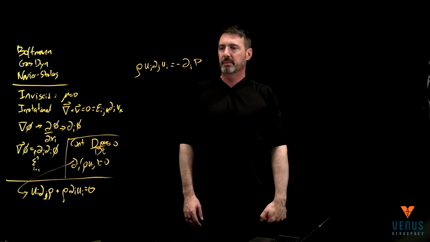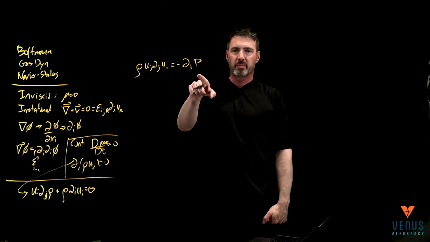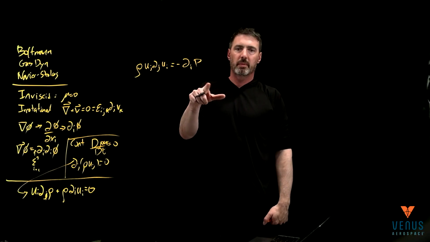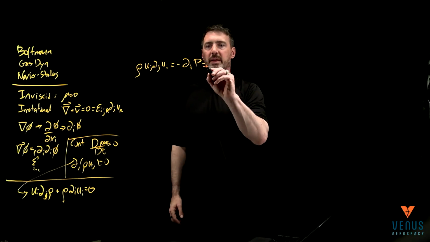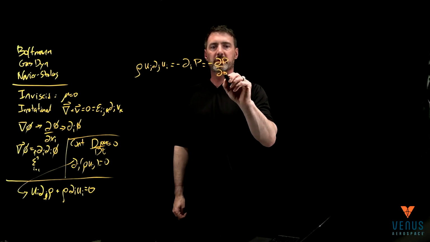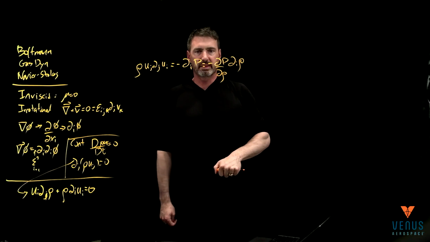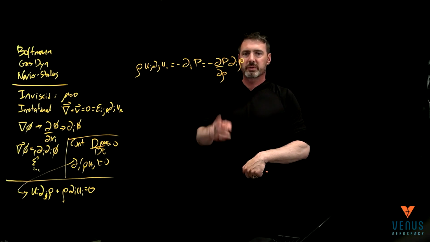This is kind of the first step here, is that we're going to take a look at this pressure term and say, well, what if we said this is really, we'll take the derivative of pressure with respect to density, and then I'll take the ∂_i of the density. Okay. So kind of a chain rule.